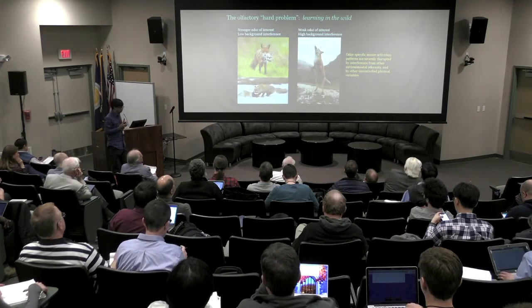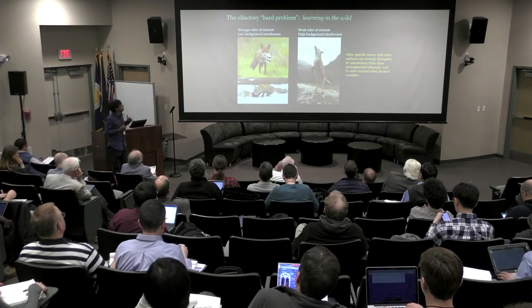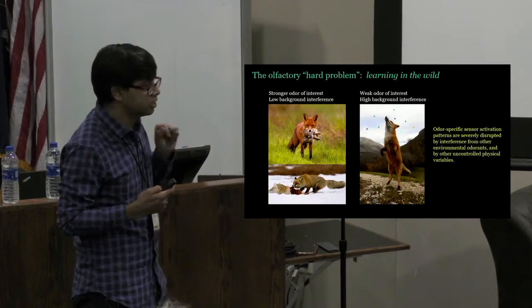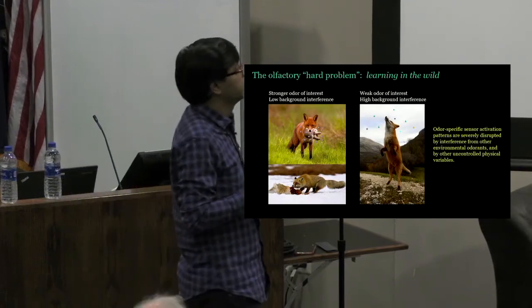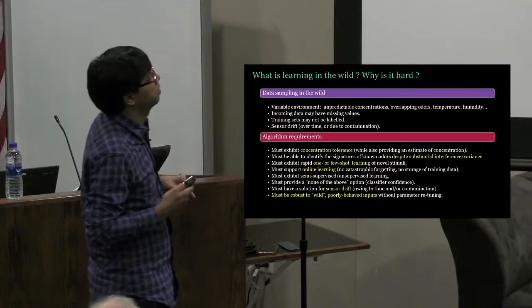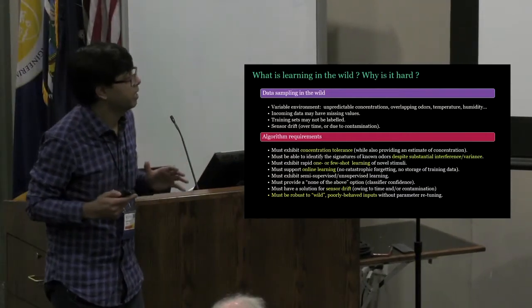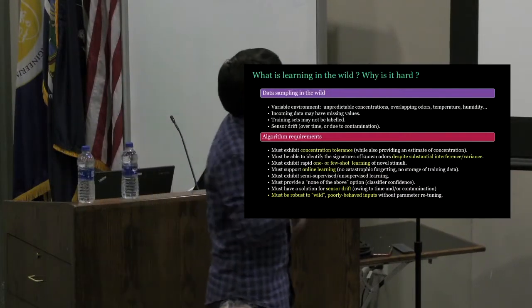Now, I want an algorithm which does this. We call this situation learning in the wild, and this is the olfactory hard problem. I want to design a single algorithm which can do this. So what can be the challenges? I'm not saying this is an exhaustive list. If you care about general AI, it is much bigger.